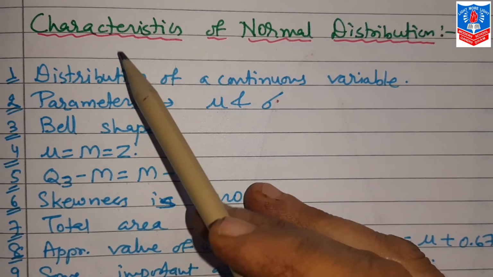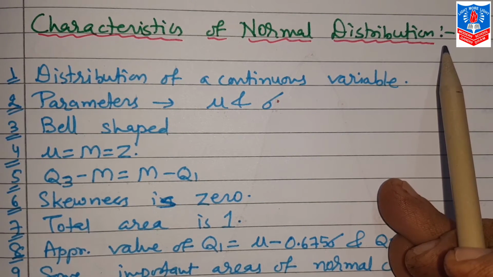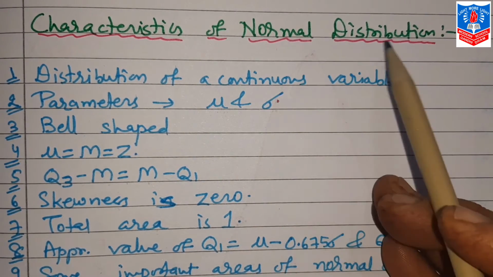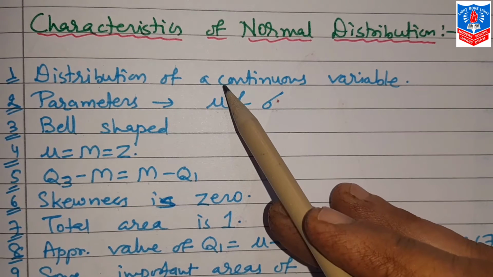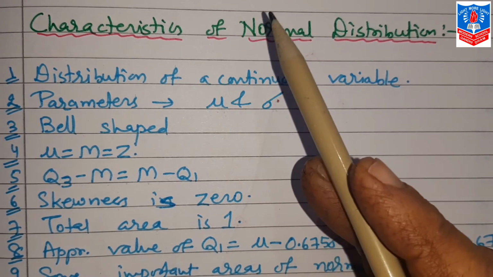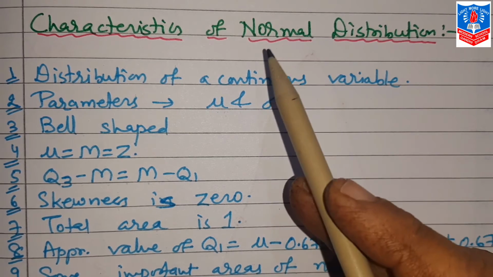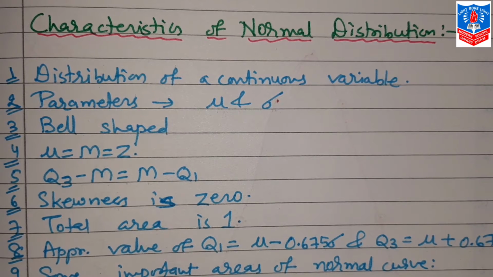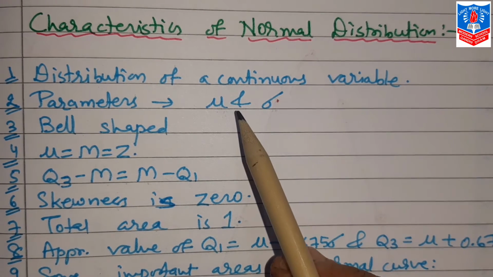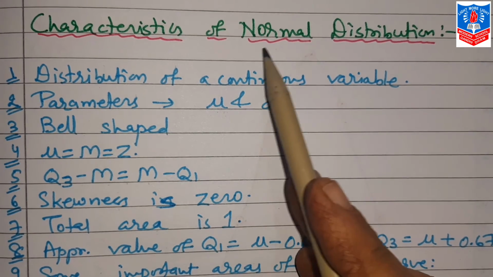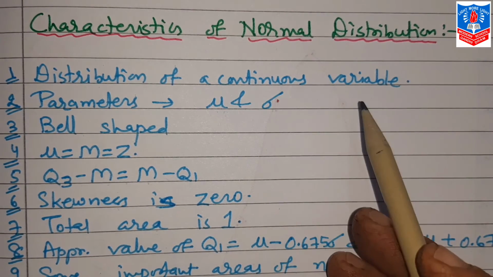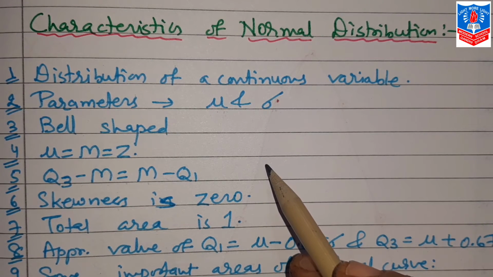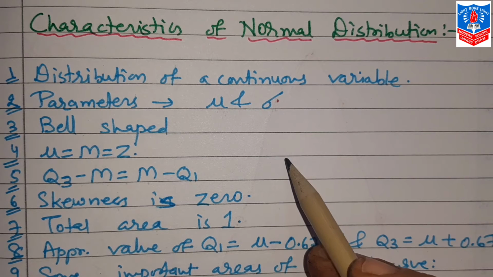Our next topic is characteristics of normal distribution. Here 13 characteristics are there of normal distribution. Lastly, what we did was characteristics of standard normal distribution, and those were only 5. Secondly, in the previous chapter, characteristics of binomial distribution, characteristics of standard normal distribution, and characteristics of normal distribution. From these 3 topics, normally the board asks one topic every year. So it's very, very important.